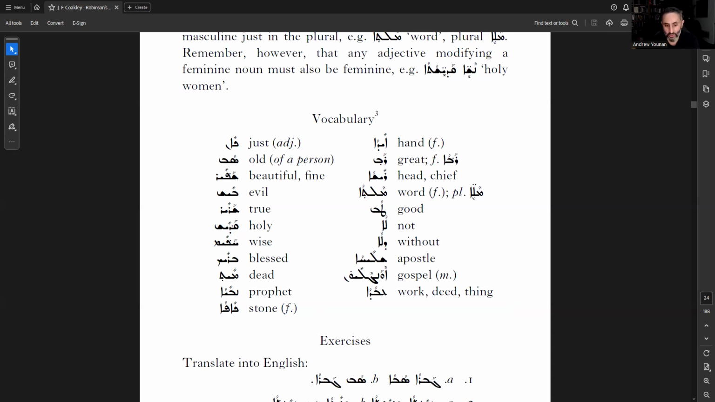Nuia is a noun, prophet. Kepa, stone. It happens to be feminine. So if you want to say a large stone, you say Kepa Rabtha. And if you want to say the stone is big, you say Rabba Kepa, because Rabba is the feminine singular absolute.